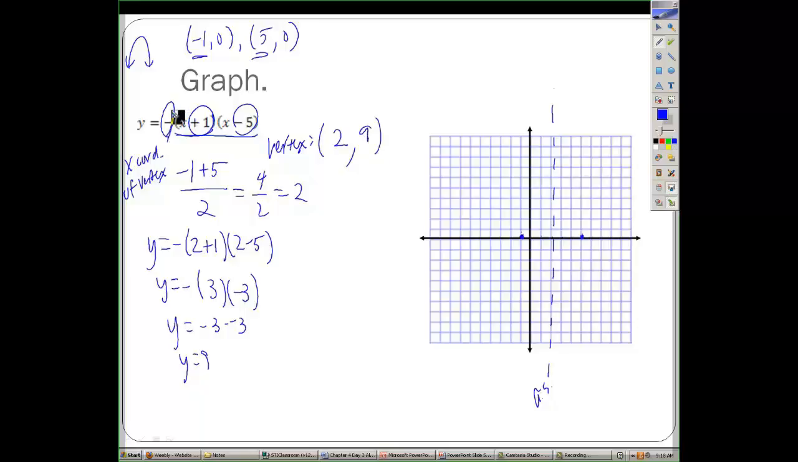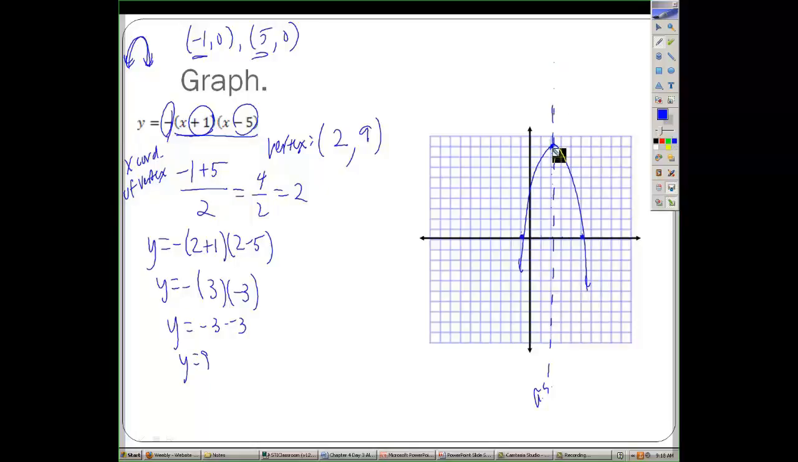Now remember, our a value tells me it should open downward. It should be a maximum value. So when I plot this point at 2, 9, 1, 2, 3, 4, 5, 6, 7, 8, 9, it's way up here, which is good because when I connect my dots, it will be a maximum value. Okay, and so we have a good looking parabola here.